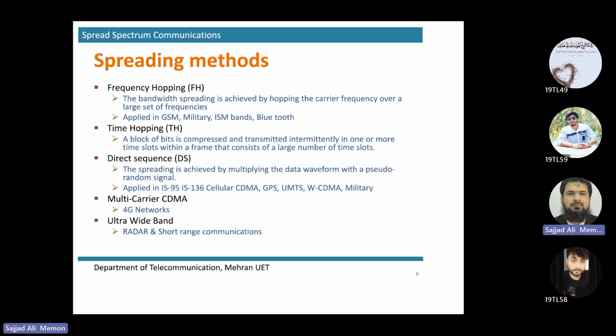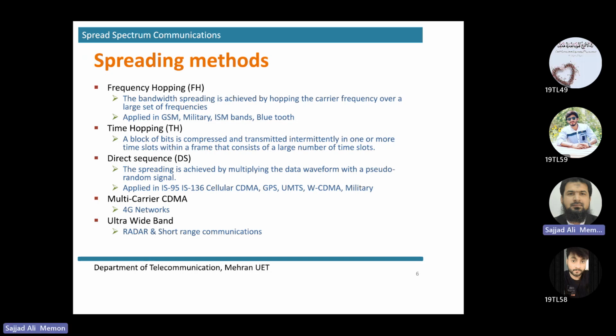So spreading methods. First is frequency hopping, as the name suggests, where the signal may be transmitted using different frequencies. The bandwidth spreading is achieved by hopping the carrier frequency over a large set of frequencies, and that is applied in GSM, military, ISM bands, and in Bluetooth. Whereas in time hopping, a block of bits is compressed and transmitted intermittently in one or more time slots within a frame that consists of a large number of time slots. And in direct sequence, the spreading is achieved by multiplying the data waveform with a pseudo random signal. And that is applied in IS-95, 96, 136, cellular CDMA, GPS, UMTS, WCDMA, and in military.